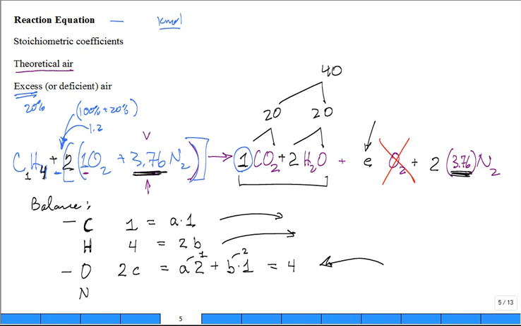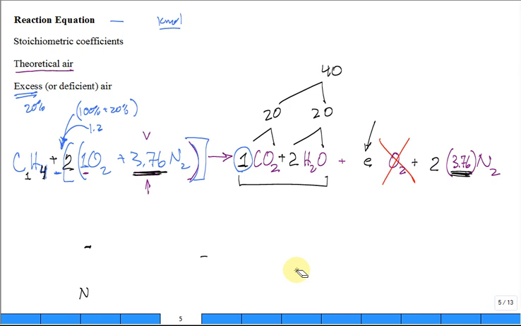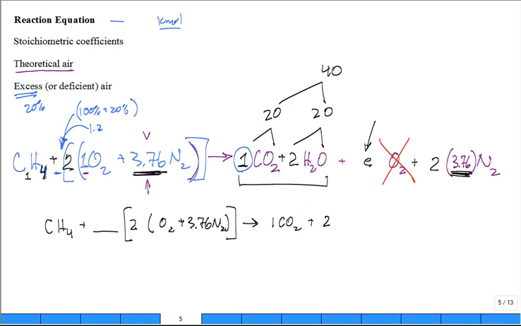Now, maybe I need to clean this up a little bit. Should I clean it up and rewrite it so it's a little easier to see? Let's write it all out. I'll start. So we start with the CH4. We're going to leave some extra room. We had 2 times O2 plus 3.76 N2, and that is my 100% theoretical air. It combusts to give 1 CO2, 2 H2Os. Now we will leave a little room for O2, and we still have 2 times 3.76 N2.